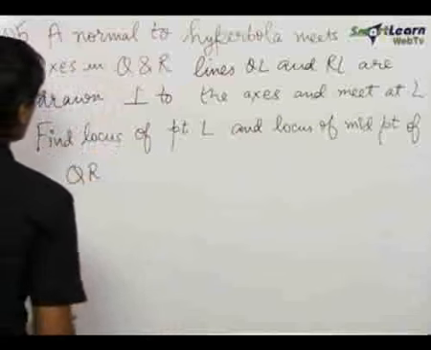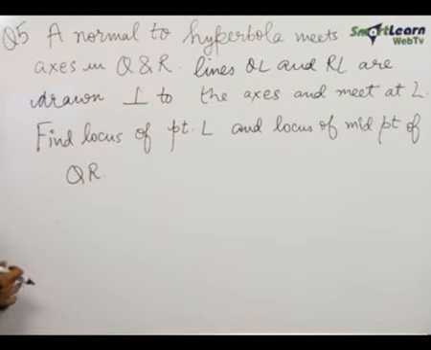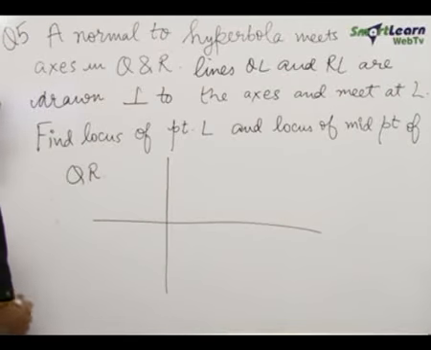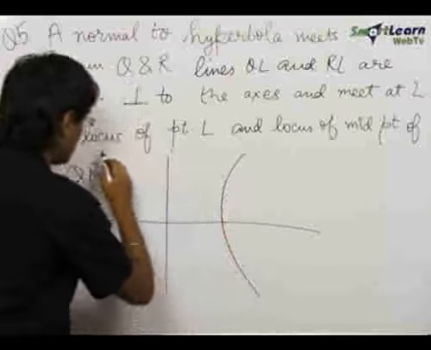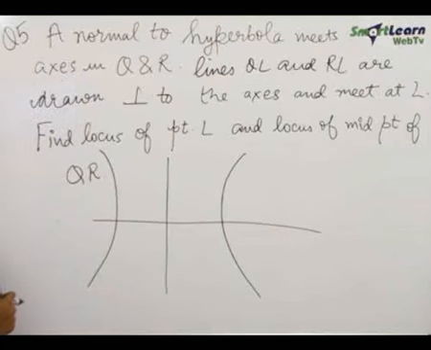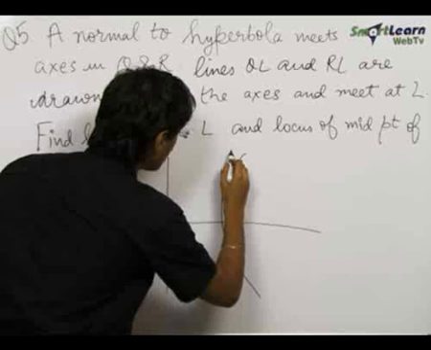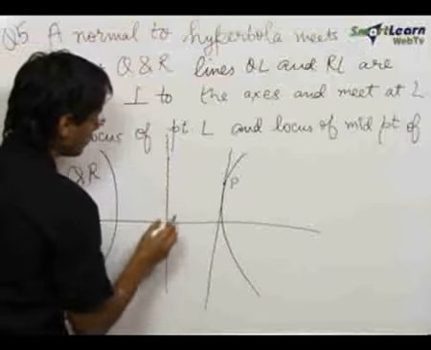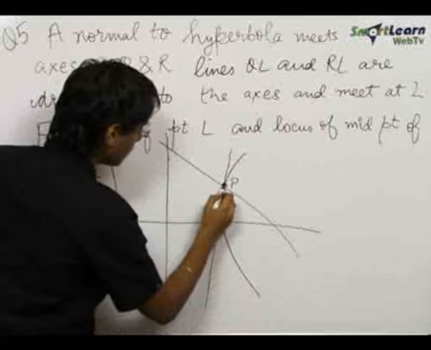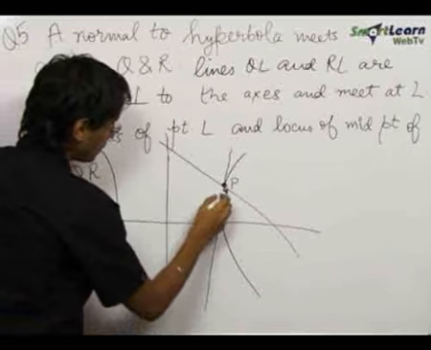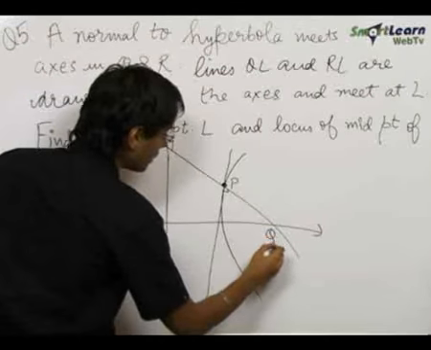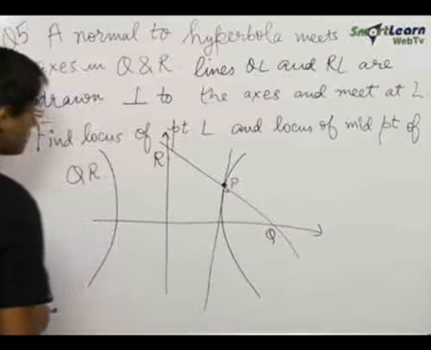Now this language of the problem may appear to be lengthy, but this problem is a very easy problem and it can be easily solved by just making the figure. This is the hyperbola x square by a square minus y square by b square equal to 1. Let us say we make the tangent at the point P and hence the normal is made. It meets the axis in Q and R. This is Q and R.